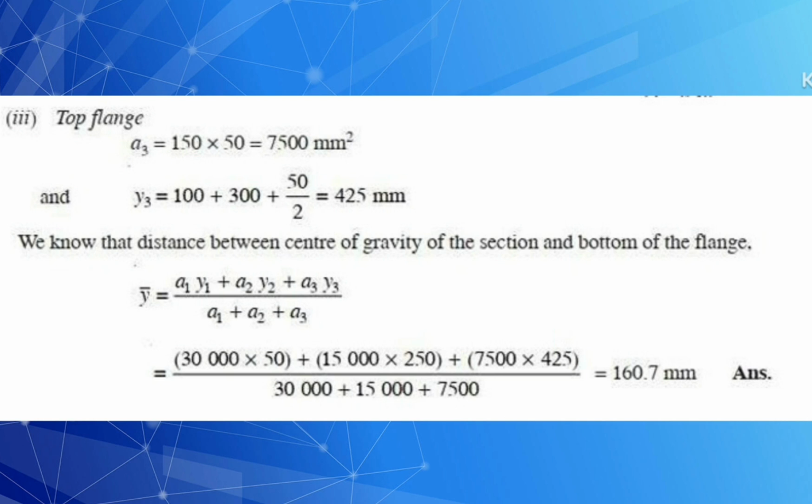We know that the distance between the center of gravity of the section and the bottom of the flange, y bar, is equal to A1 y1 plus A2 y2 plus A3 y3 divided by A1 plus A2 plus A3, which is equal to 30,000 into 50 plus 15,000 into 250 plus 7,500 into 425 divided by 30,000 plus 15,000 plus 7,500, which is equal to 160.7 millimeters, which is the required answer.